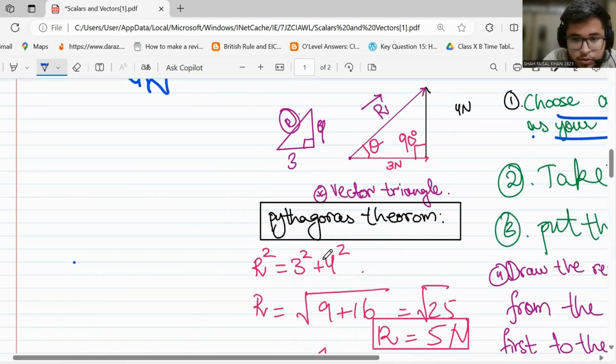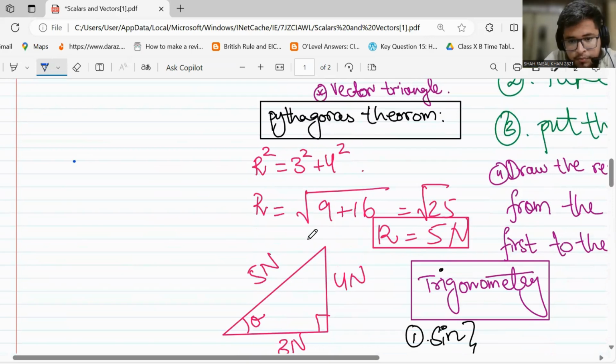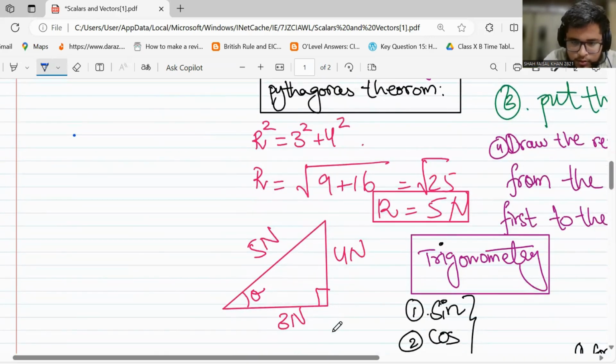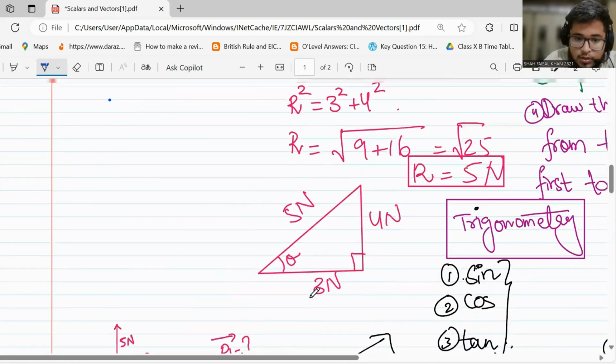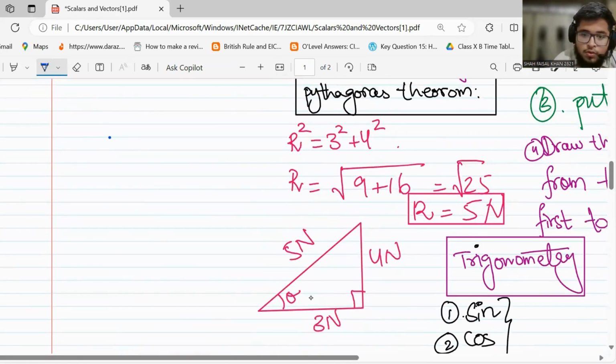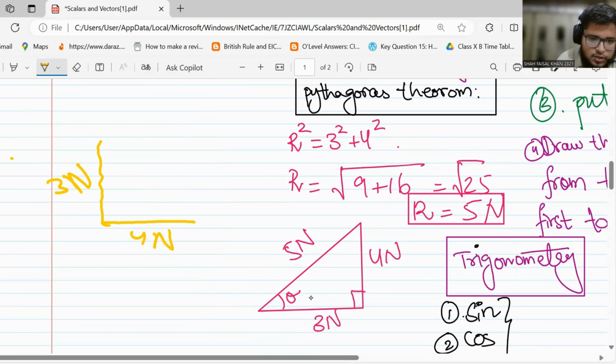The Pythagoras theorem only helps if it's 90 degrees. The head to tail also works only if it's 90 degrees. Let me draw a straight line, I'm trying to draw, but lack of practice. So let's suppose here's 3 Newton and here's 4 Newton, the same thing which we did above.